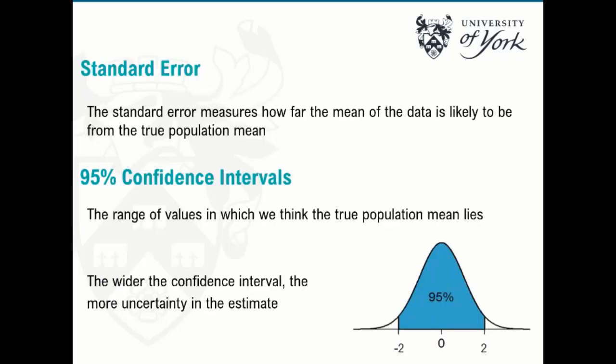Briefly, the standard error measures how far the mean of the data is likely to be from the true population mean. Similarly, the 95% confidence interval is a range of values in which we think that the true population mean lies. The wider your confidence interval, the more uncertainty there is in the estimate.